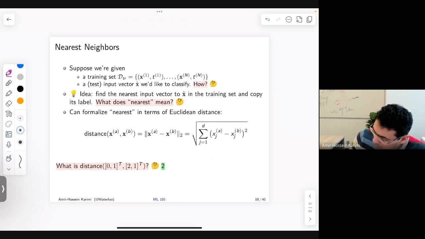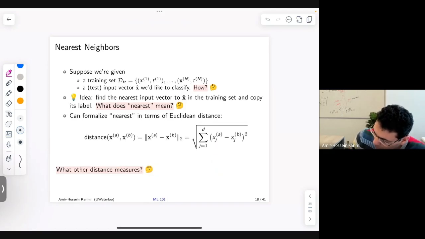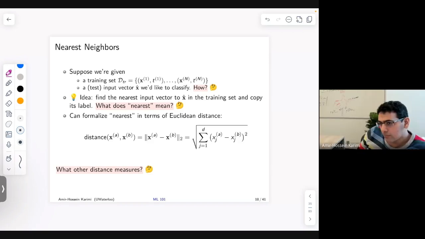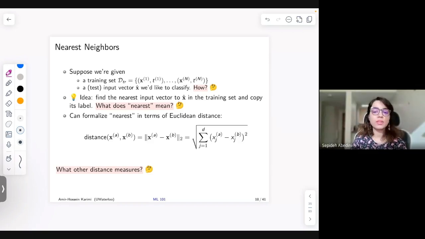What other distance measures do we know of? Sabine. So the one thing that I know is the Hamming distance. I think it refers to the number of different bits that these vector representations may have.